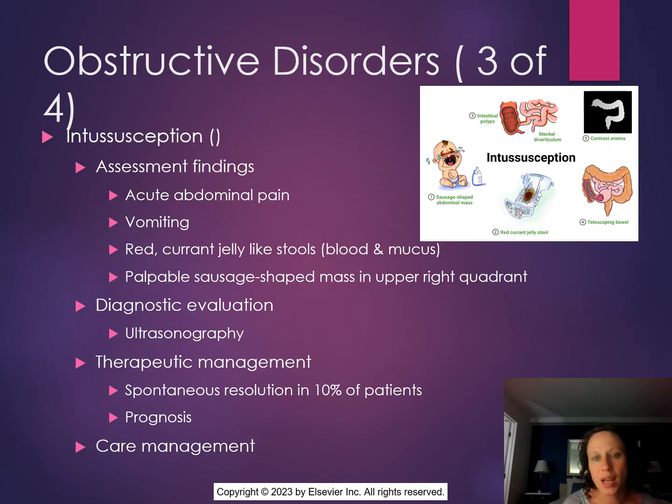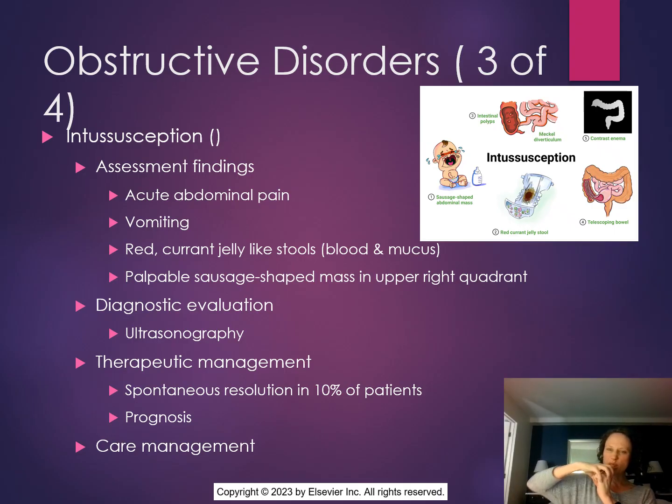Because that means blood and mucus. And then a palpable sausage-shaped mass in the right upper quadrant, which is really interesting. So when you have this intussusception, when you have this folding over of the large intestine into the small intestine, it creates this enlarged pocket that you can actually feel.